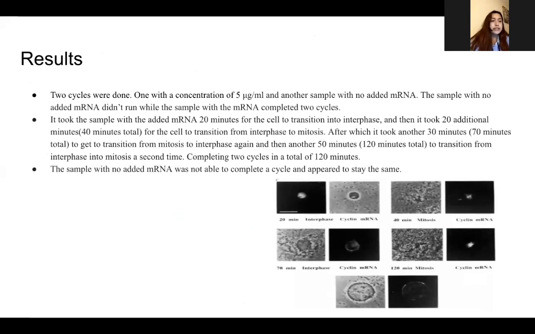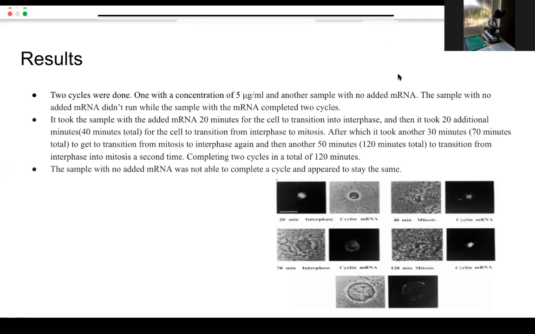Once the two cycles were completed, the one with the concentration of 5 micrograms per milliliter and the sample with no added mRNA, looking at the data shown, the sample with no added mRNA did not run, while the sample with mRNA completed 2 cell cycles. It took the sample with added mRNA 20 minutes for the cell to transition from interphase, and then it took an additional 20 minutes to go from interphase to mitosis, after which it took an additional 30 minutes to get from mitosis back to interphase, and then another 50 to transition from interphase into mitosis for a second time, therefore completing 2 cell cycles of mitosis in a total of 120 minutes. The sample with no mRNA did not complete any mitosis cycles at all.